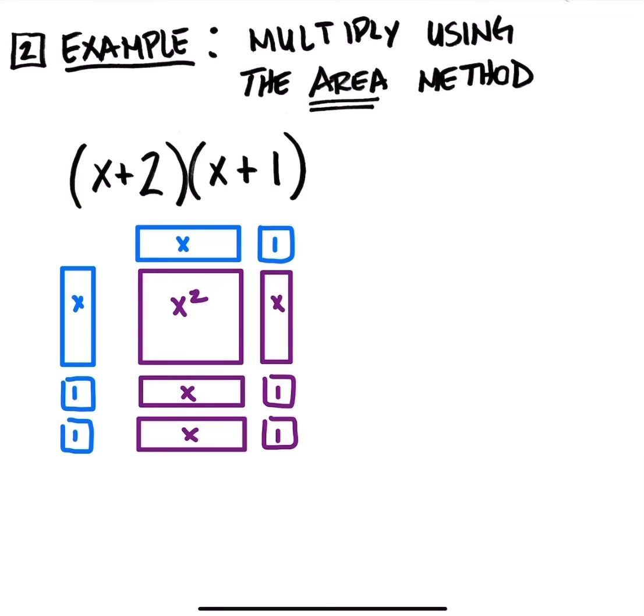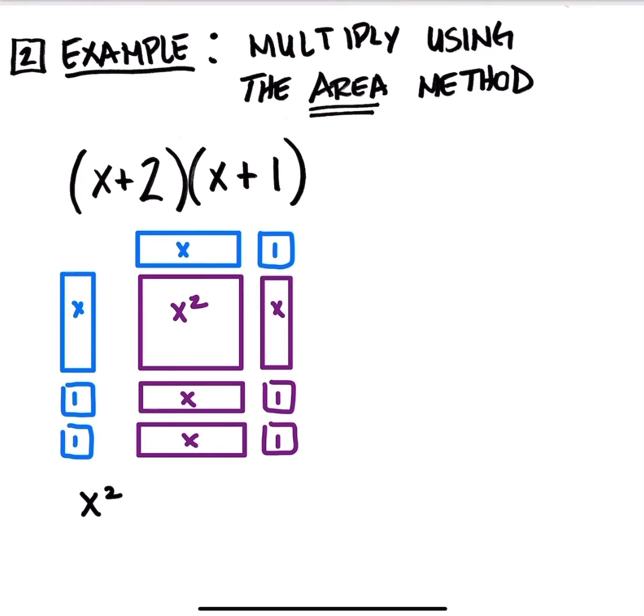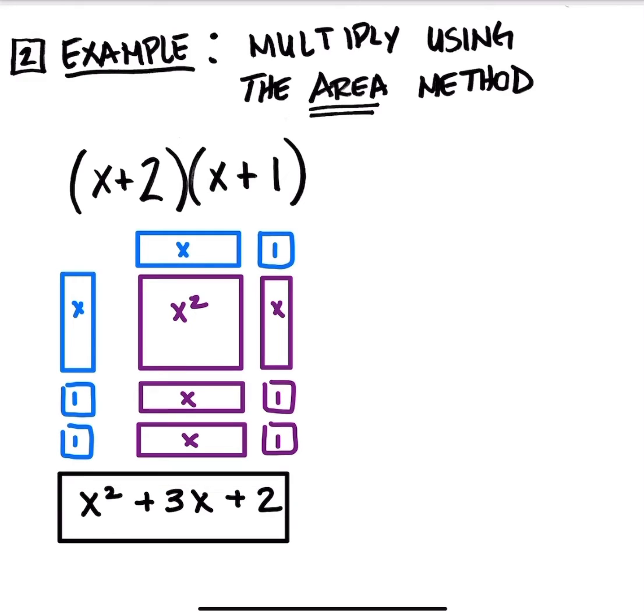Now we want to add up all of our shapes in here and combine like terms. So we have 1x squared plus 1, 2, 3x plus 3x, and 1 plus 1 is equal to plus 2. So we know from the area method that x plus 2 times x plus 1 is equal to x squared plus 3x plus 2.